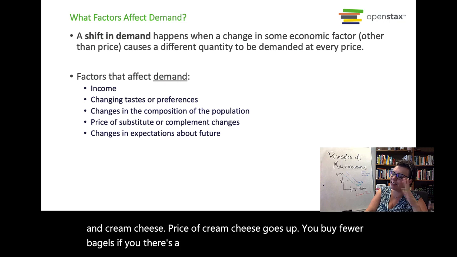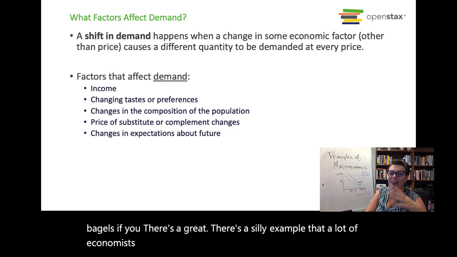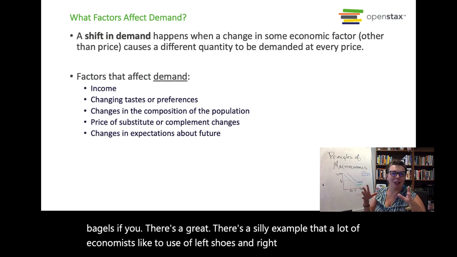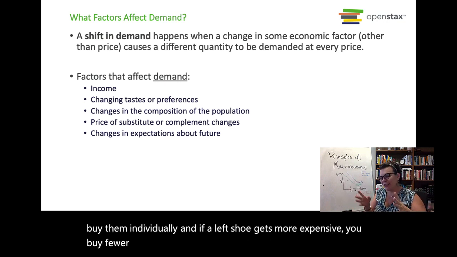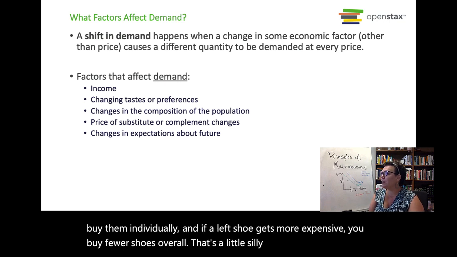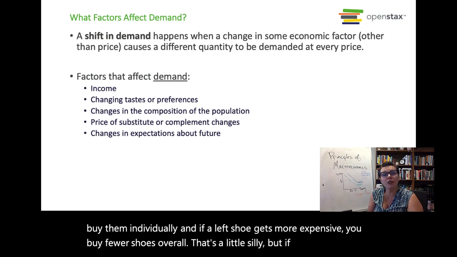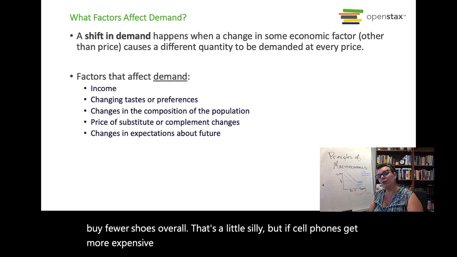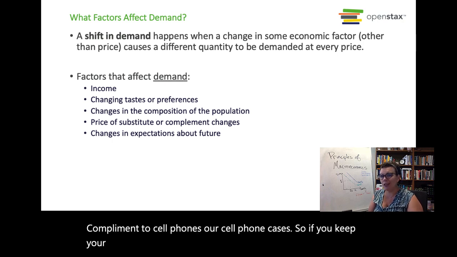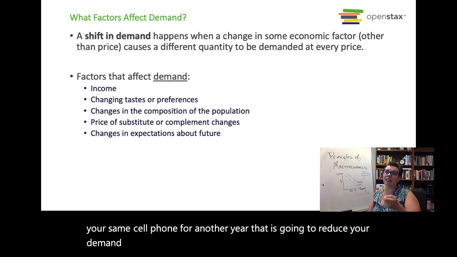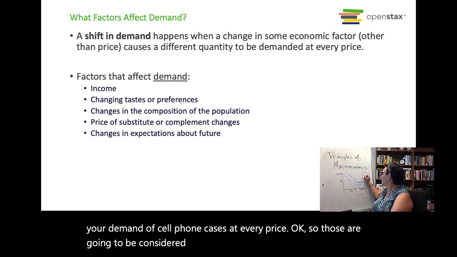There's a silly example that a lot of economists like to use of left shoes and right shoes. You could buy them individually, and if a left shoe gets more expensive, you buy fewer shoes overall. That's a little silly. But if cell phones get more expensive, a complement to cell phones is cell phone cases. So if you keep your same cell phone for another year, that is going to reduce your demand of cell phone cases at every price. Okay? So those are going to be considered the price of related goods.